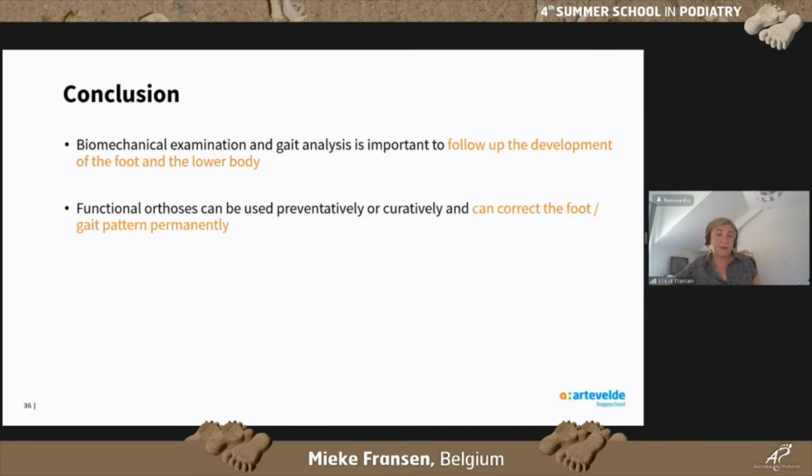So therefore, biomechanical examination and gait analysis is important to follow up the development of the foot and the lower body, as we can influence it during growth. Functional orthotics can be used preventively or curatively to correct the foot and the gait pattern permanently. And that's a big advantage in treating kids, that we really can make a difference in their later life.